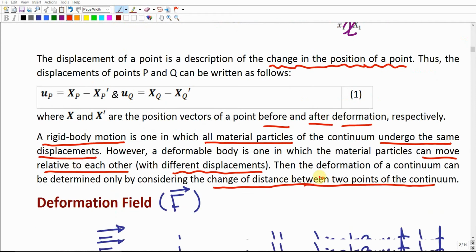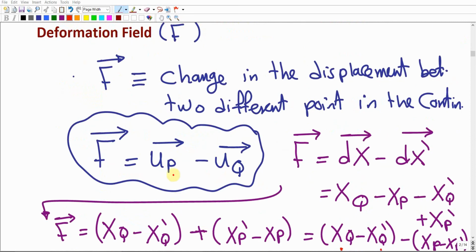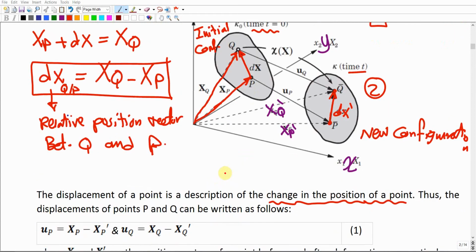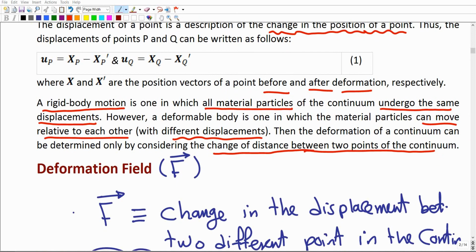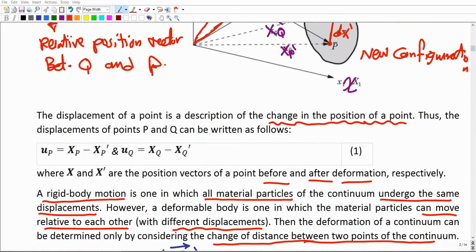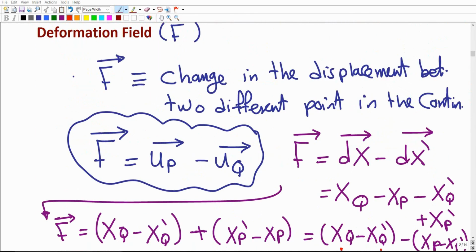Because simply, this is the displacement at point P, there is a displacement at point Q. So if we choose any point and we are investigating how much of a change in the displacement of this point in comparison to any other point belonging to the continuum, this mathematically means the derivative of the displacement over space. This means du by dx.